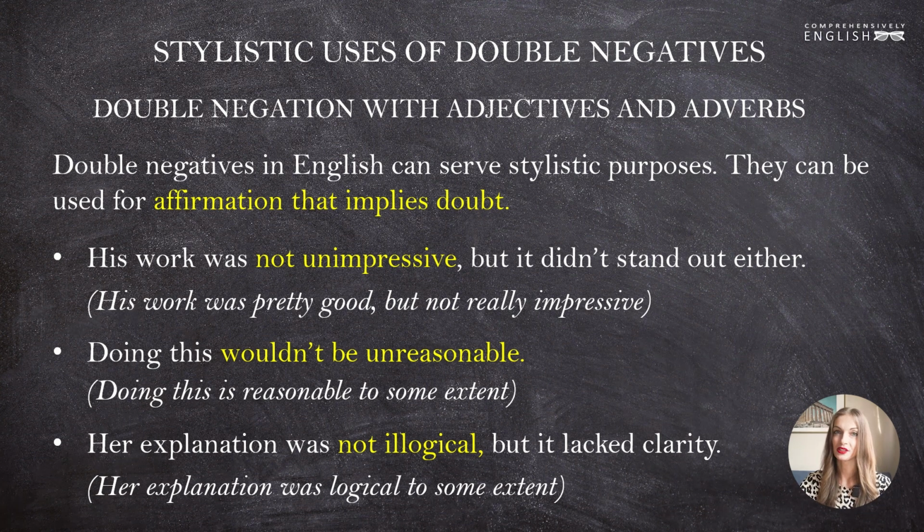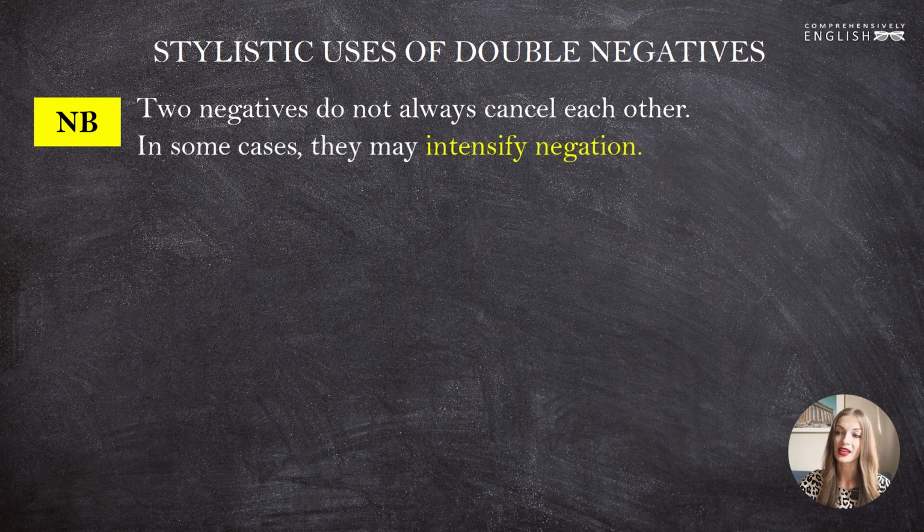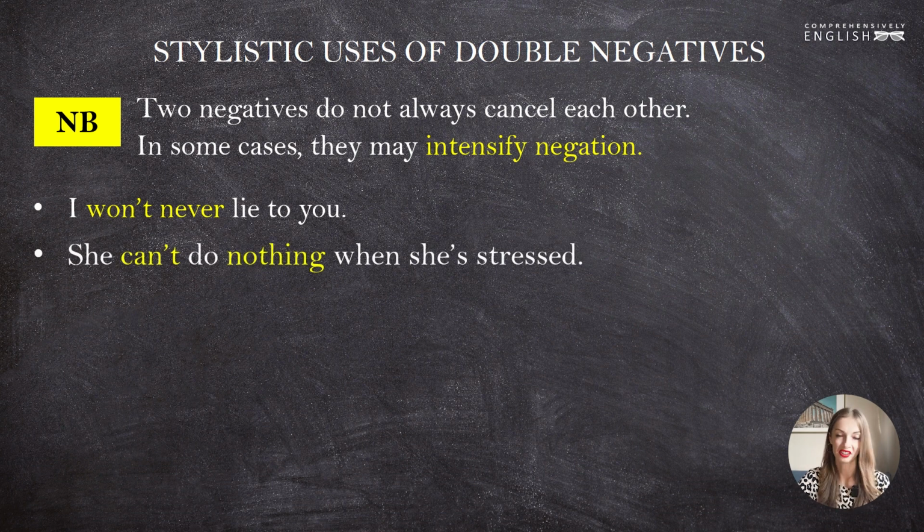Now let's go to a little bit different stylistic function of two negatives. Please pay attention that two negatives do not always cancel each other. In some cases, they may intensify negation. And this will be another stylistic use of double negatives. For instance, I won't never lie to you. In the sentence, two negatives intensify each other, and what the speaker wants to say is that he will never ever lie to somebody. She can't do nothing when she's stressed. Again, these two negatives, can't and nothing, intensify the negation. The speaker wants to express that there is absolutely nothing that she can do when she is stressed.